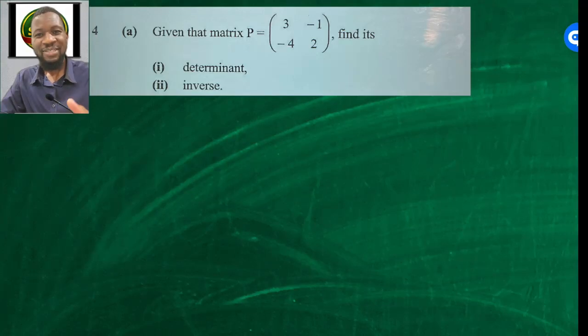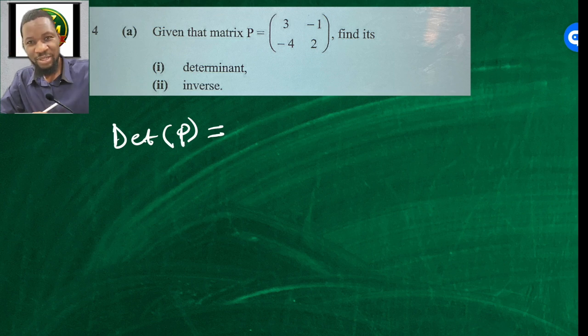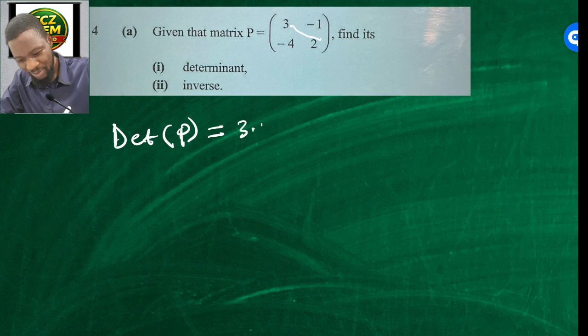Here is a very simple problem about matrices. So we're looking for the determinant of P. Okay, so to find the determinant, we're just going to take the product of the major diagonal, that is 3 multiplied by 2, then subtract the product of the minor diagonal.